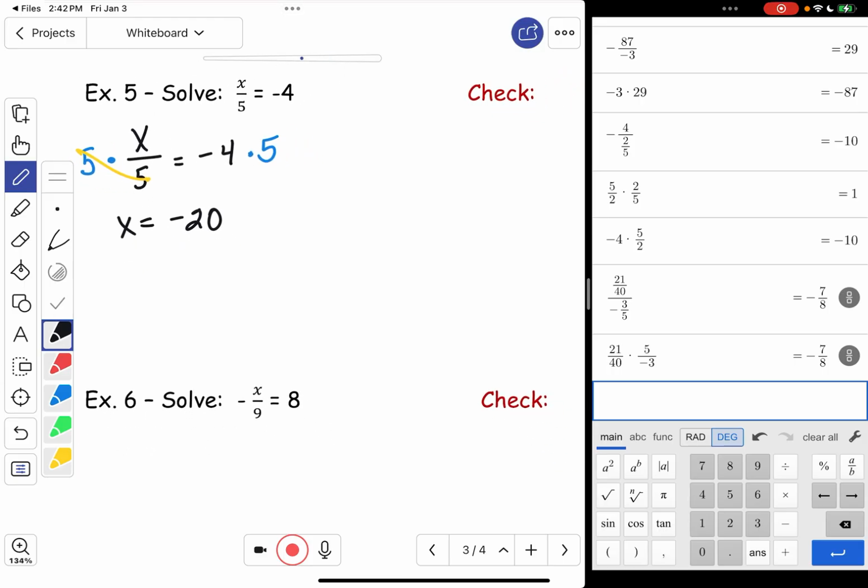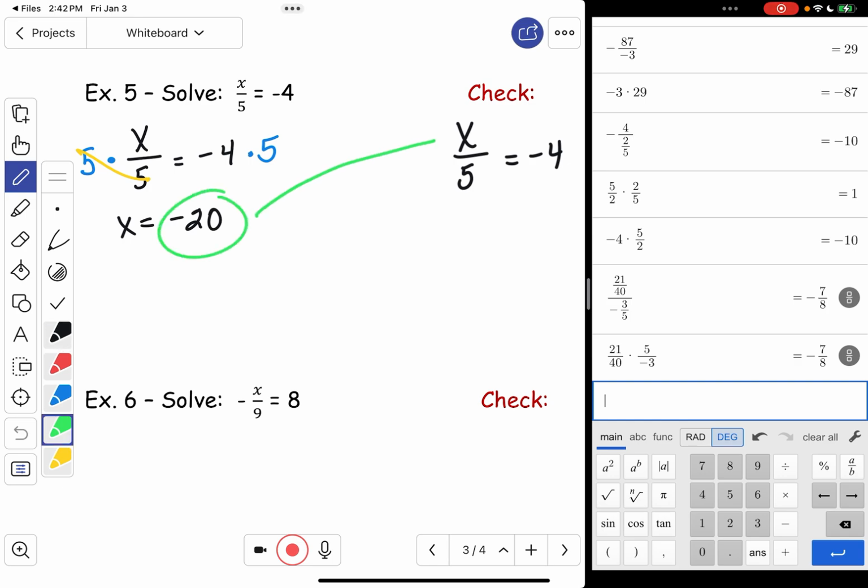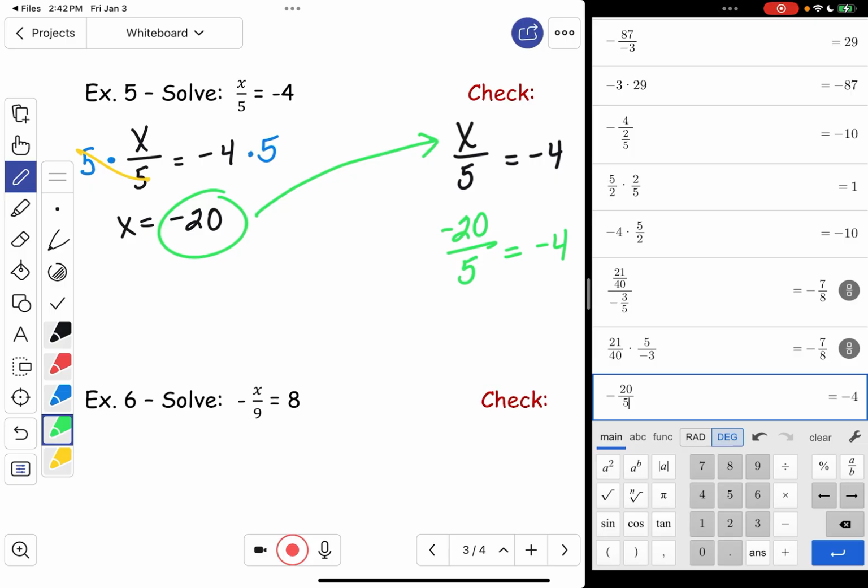So let's check our work. So x divided by 5 equals -4. We're going to substitute in our answer for the x. So now we're going to say -20 divided by 5, and we're checking to see, will that equal -4? So -20 divided by 5 does equal -4. Both sides equal each other, so that checks.